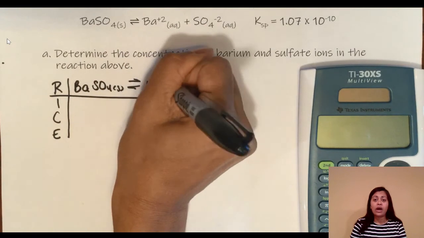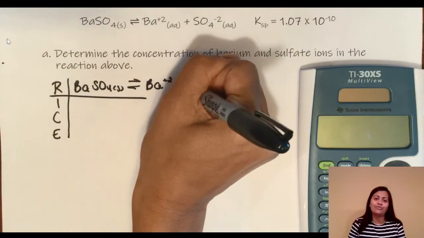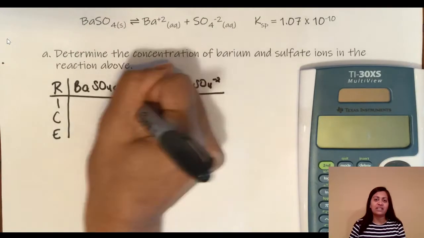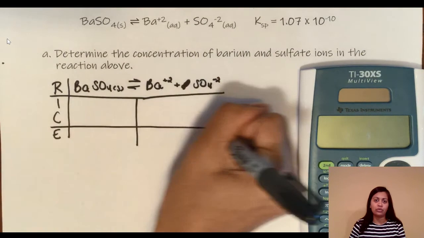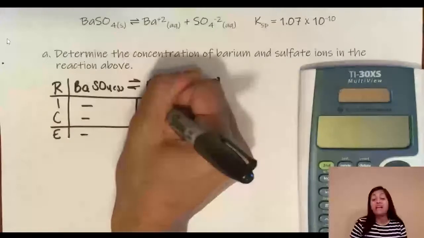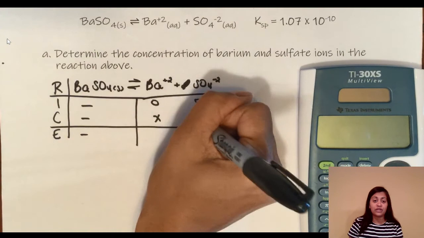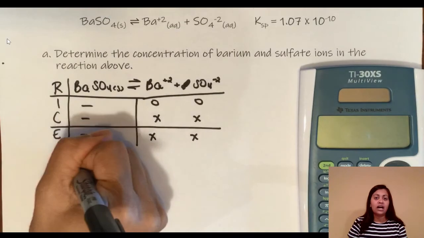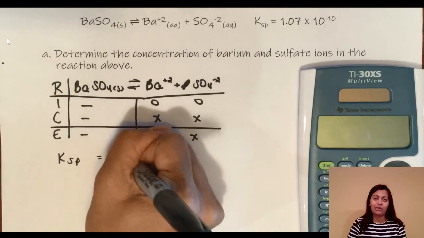Now, as you've probably seen, you most likely don't need to do the RICE table when it comes to KSP problems, but the point is I want to show you what happens when we shift equilibrium. So if you can get away with not doing that RICE table for just a straight up KSP, that's fine. But for the rest of this topic, we're going to go ahead and do them.